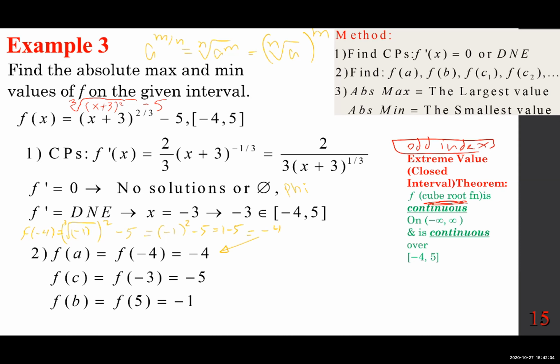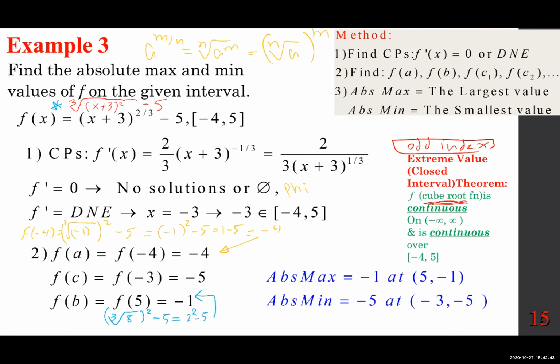If you plug in 5, I'm going to plug 5 into this expression, class. So let me use a different color here. If I plug in 5, 5 and 3 gives me 8. So I have the cube root of 8, squared, minus 5. The cube root of 8 is 2. 2 squared is 4. Minus 5 is negative 1. That's how you arrive at the answer.